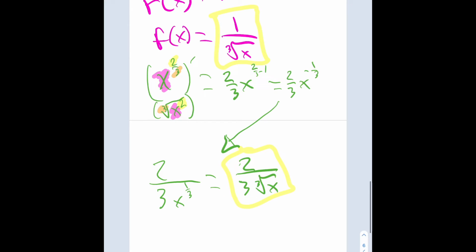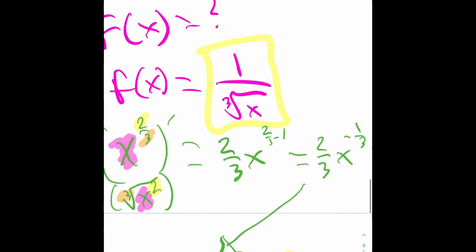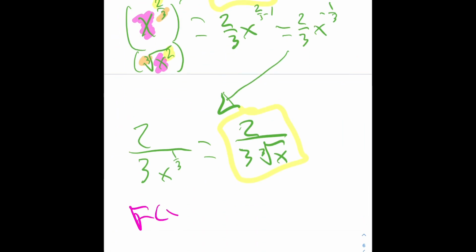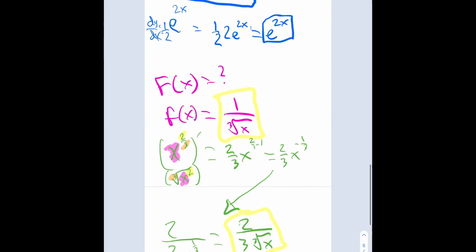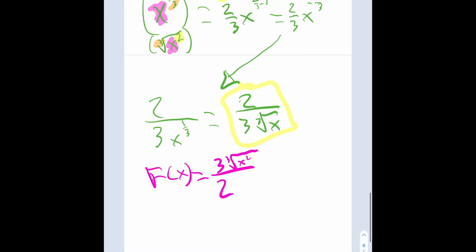So the answer to my original question of how do I get 1 over the cubed root of x? Well, I could take the function 3 over 2, and I'm still going to keep x to the 2/3 power. So again, how do we know this? How can we double check our work? All right, well, let's find the derivative of this.